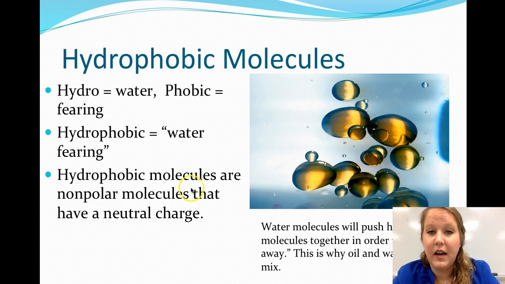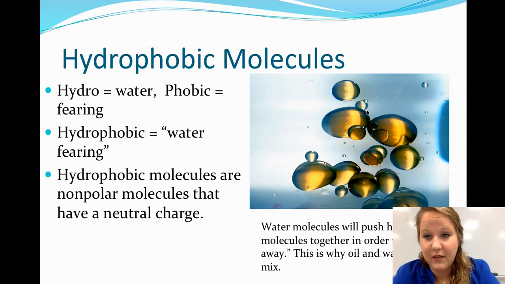Now, there are hydrophobic molecules. Hydro means water, phobic means fearing. So a water-fearing molecule is not going to bond with water. They are non-polar or they have a neutral charge. So they're going to keep away. That would be like oil and water.